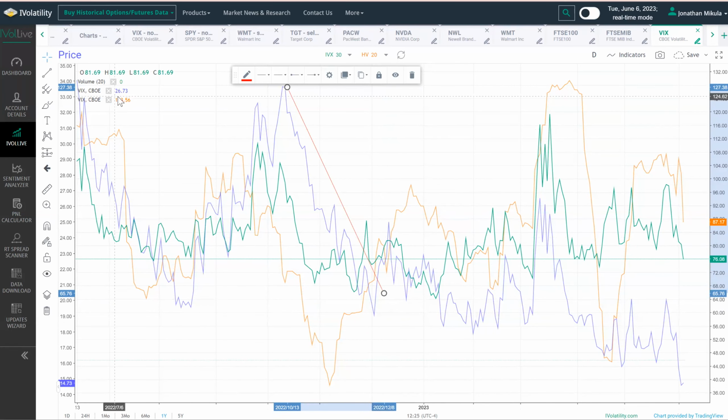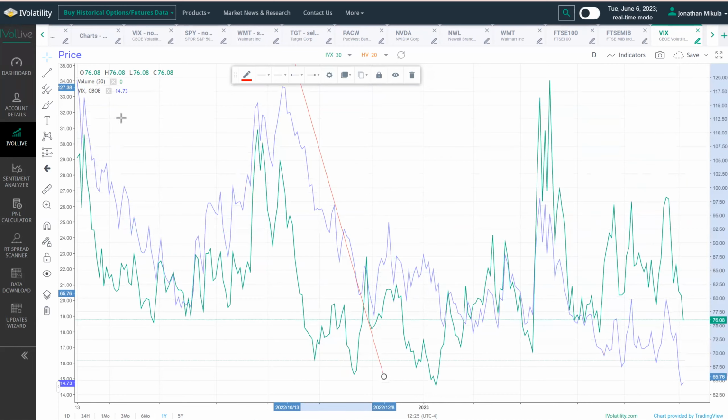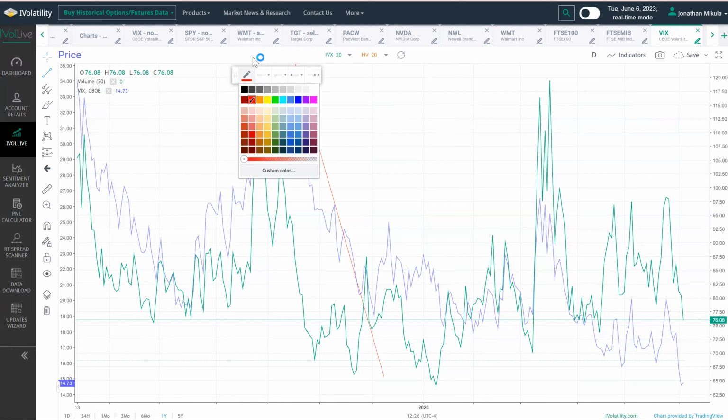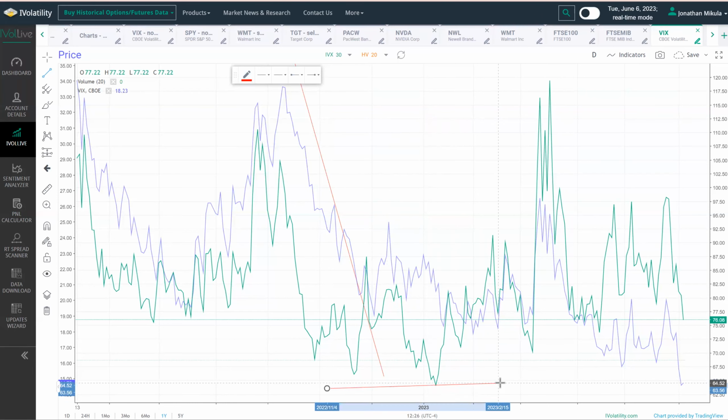If I wanted to simplify this chart, I could get rid of historical volatility. Here we go. Now this simplifies the chart with just price and then implied volatility in green, which is fantastic. We can also draw a trend line for implied volatility here as an example. So if I come here, I can draw this trend line here. And with our artistic tools, you could be as much of an artist as you want.